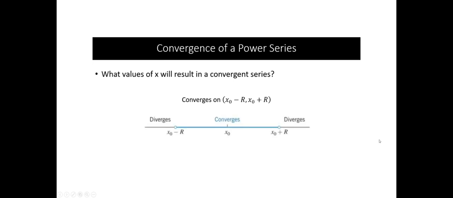We have some interval that will be centered around x naught, where the series converges, and then anything outside that interval is a spot where it diverges. And so this interval is just going to be those two numbers there, and the radius is the distance from that center to either of the endpoints.